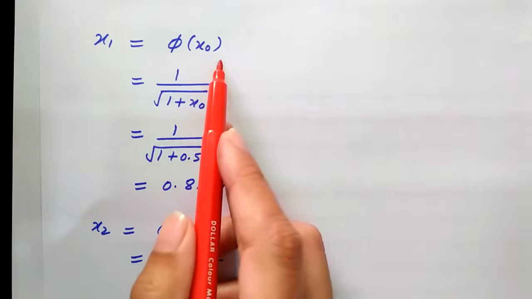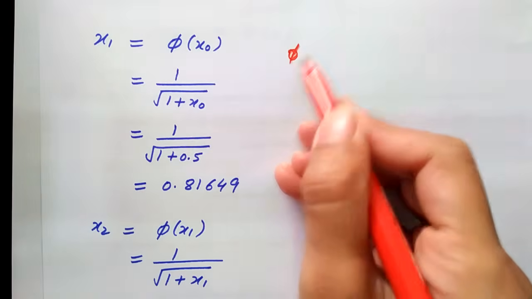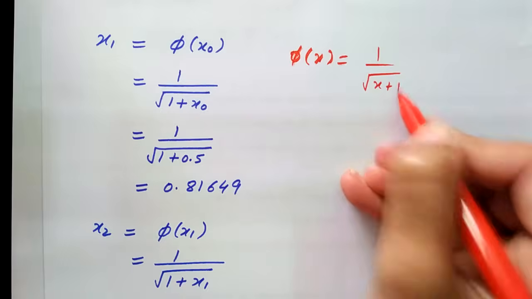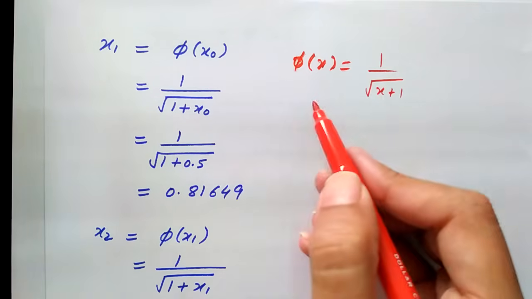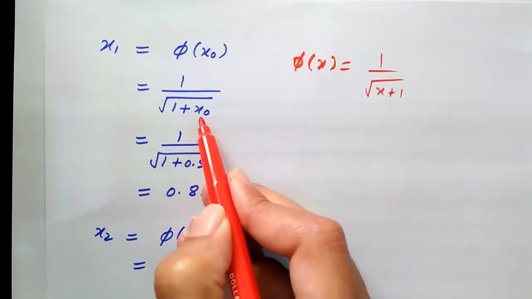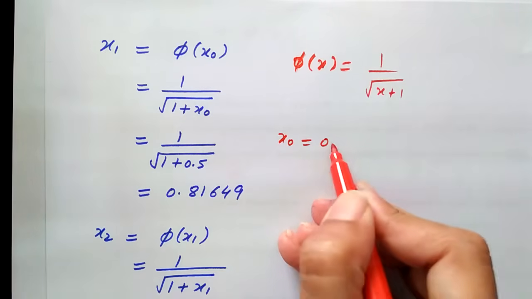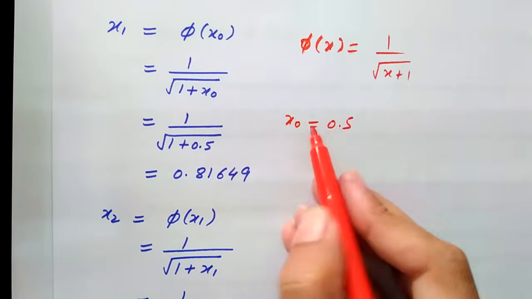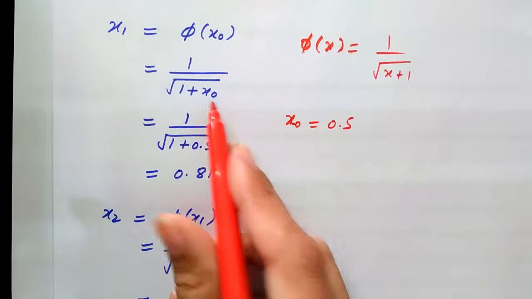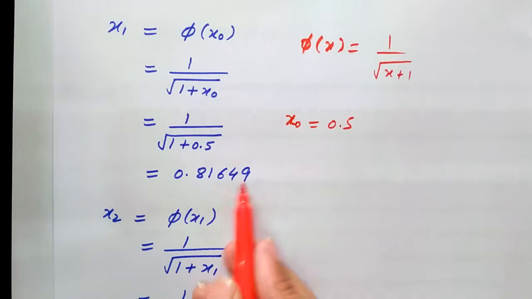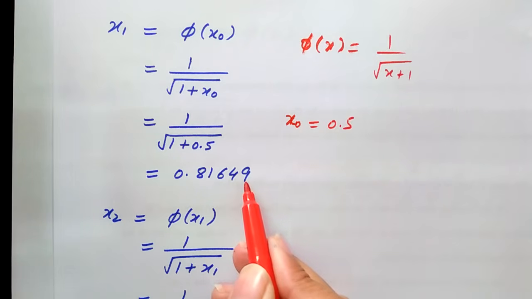x1 equals phi of x naught. My phi of x was 1 over under root x plus 1. So in place of x, I will put x naught. Put the value of x naught, I considered 0.5. So use the value of x naught over here and simplify it using your calculator. You will get the answer of x1 up to 5 decimal places that I fixed earlier on my calculator.